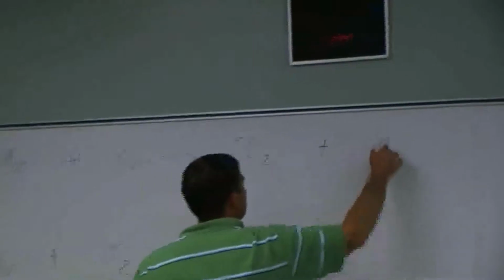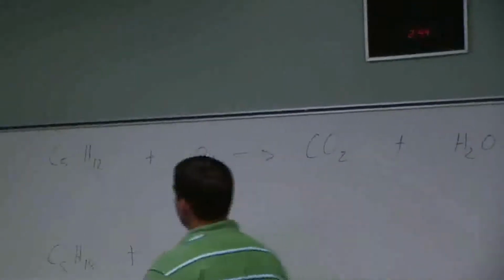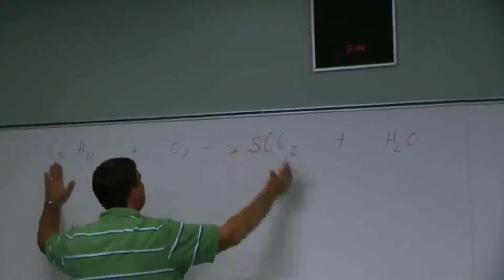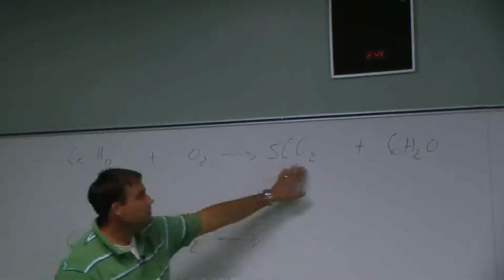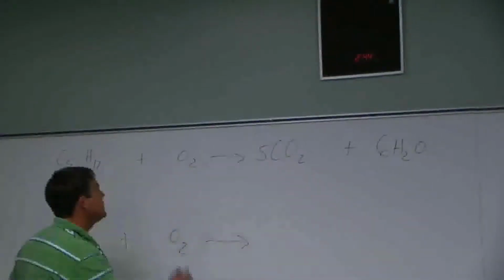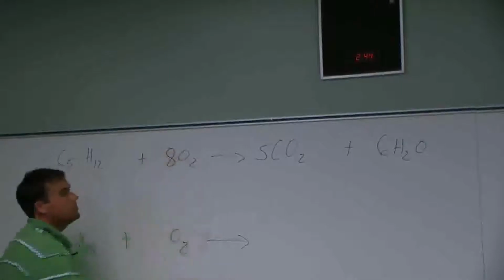Alright, so first thing we're going to do is get the products. This is CO2 and this is water. The next thing I'm going to do is balance the carbons. There's 5 carbons here. That means I need 5 right there. There's 12 hydrogens here. I've got to have 6 times 2 is 12 over there. 5 times 2 is 10 plus another 6 is 16. 8 times 2 is 16.